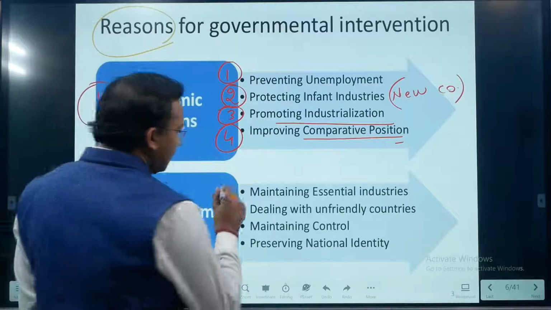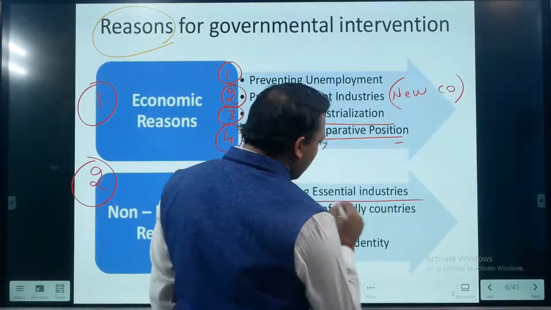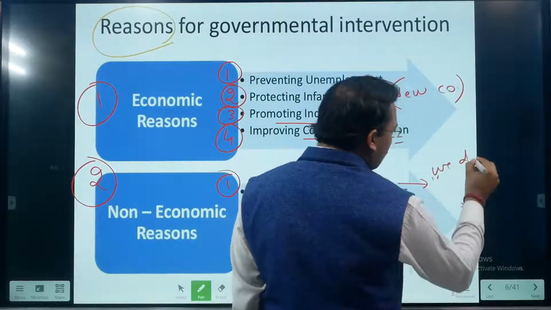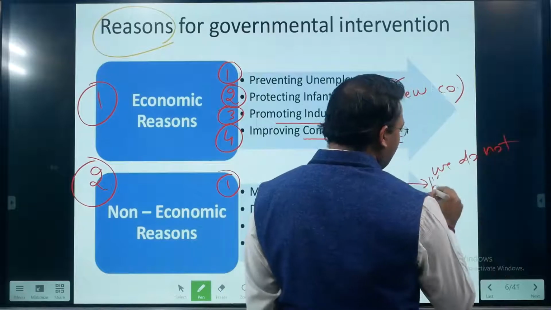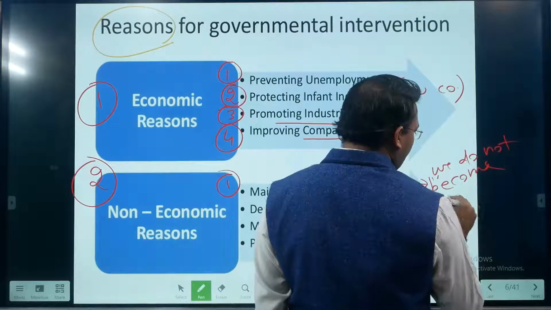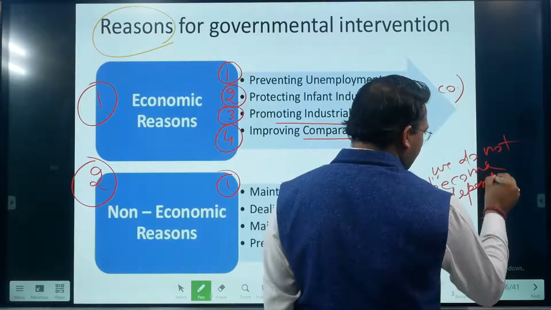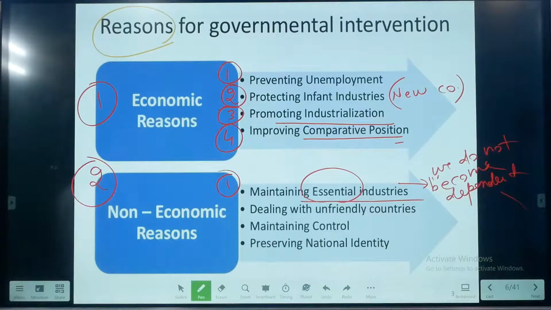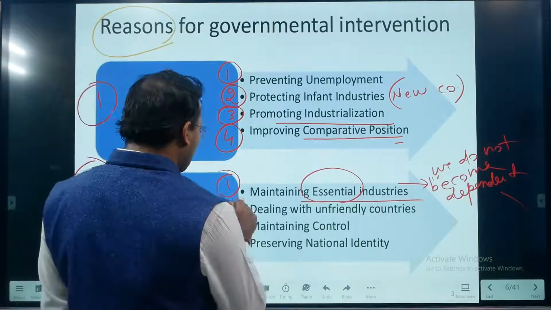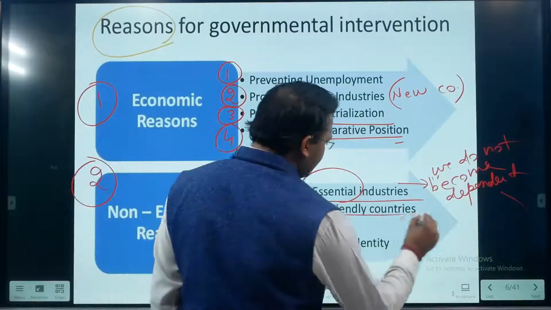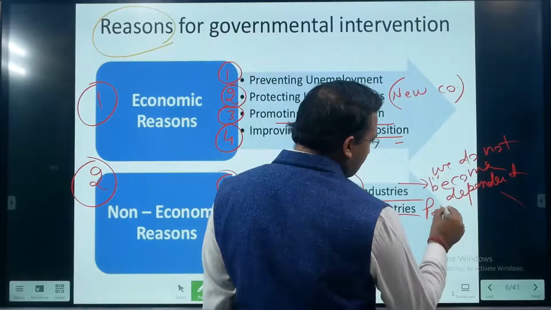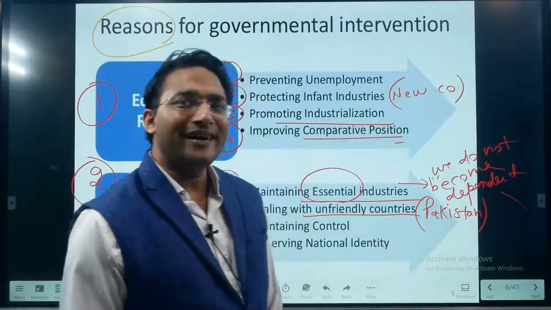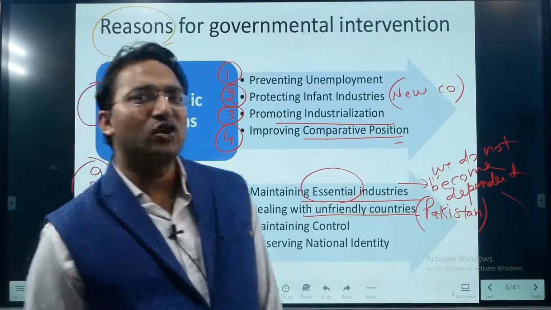Non-economic reasons, first, maintaining the essential industries. So we would like to maintain the essential industries so that we do not become dependent on the other countries. So to avoid the dependence on the other countries, we will be maintaining the essential industries. Number two, dealing with the unfriendly countries. So the countries like Pakistan, to control the trade with them, to put the economic restrictions, we might have to put such kind of restrictions.